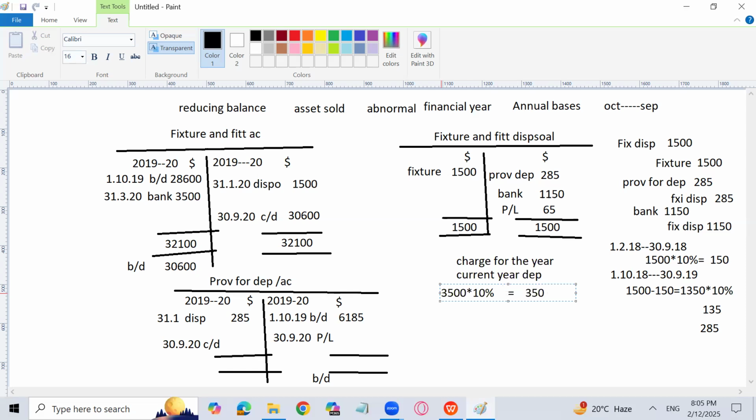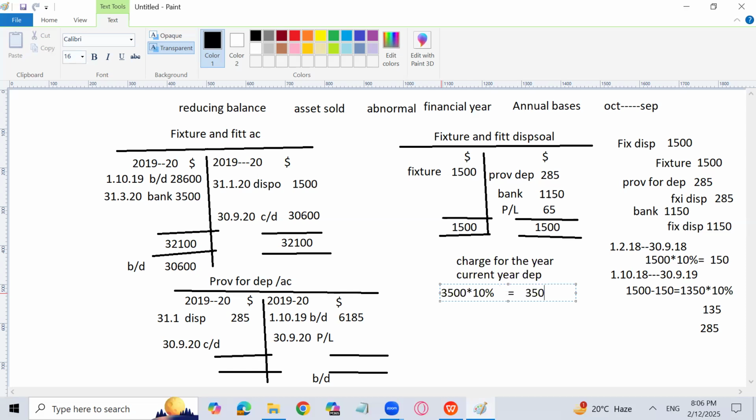Next step is calculate depreciation on the asset sold. Only in the case of a month-to-month basis would you calculate depreciation on it, but because we are going for an annual basis, we will not calculate any depreciation on the asset sold. This 350 is also calculated for the whole year.